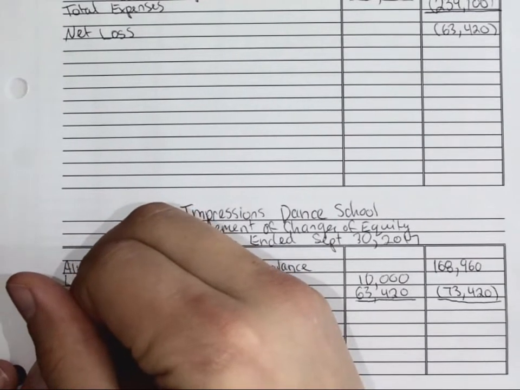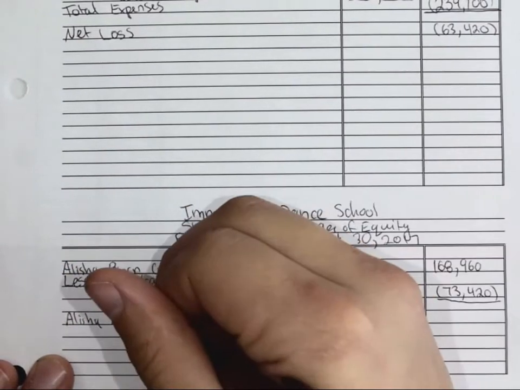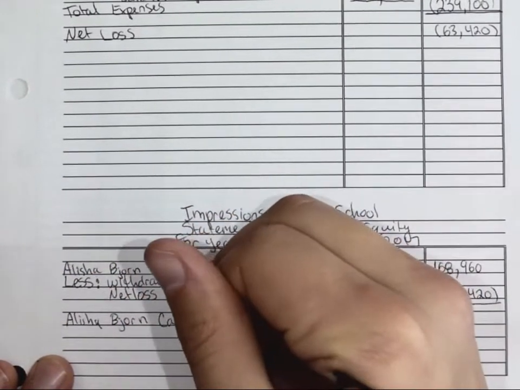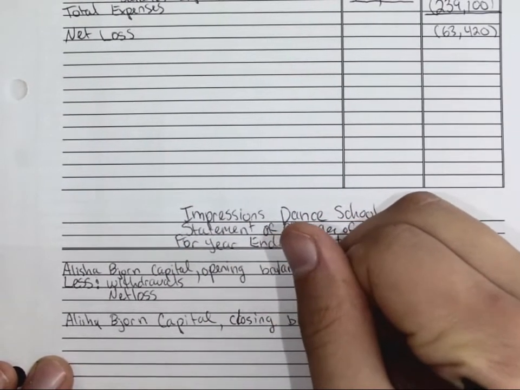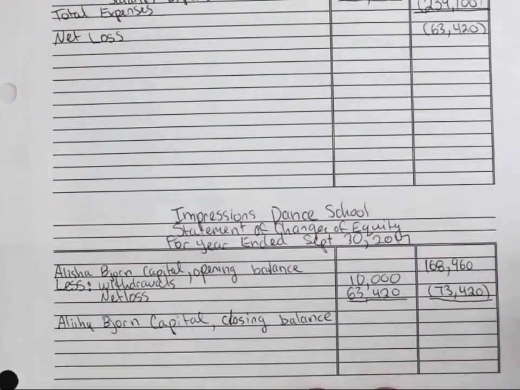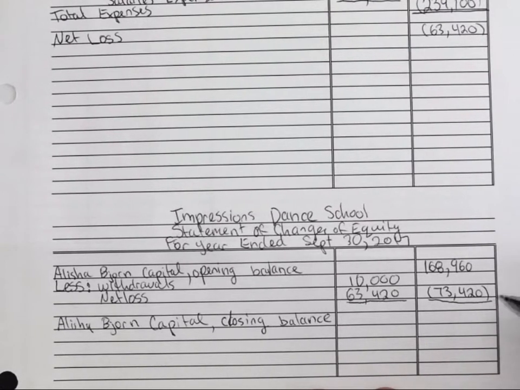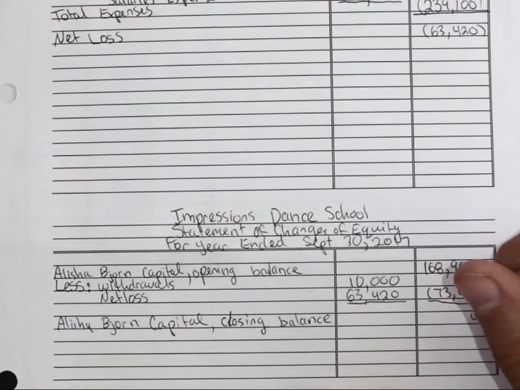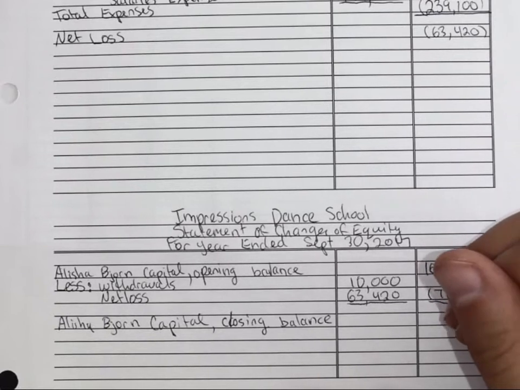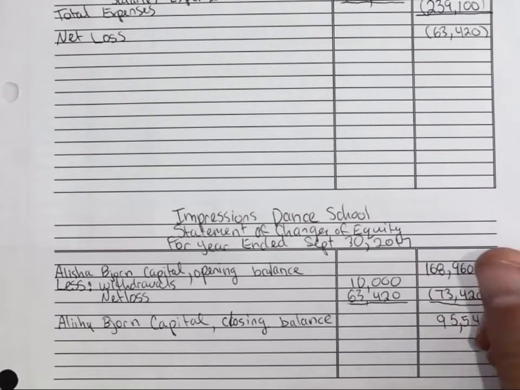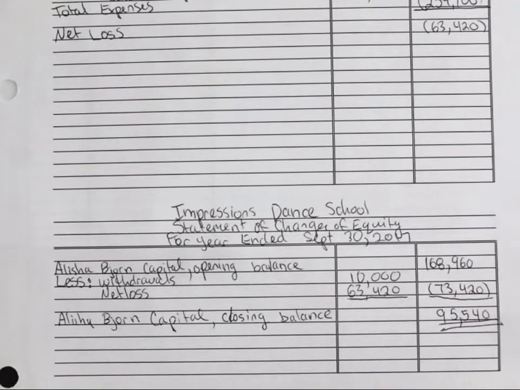Then we get Alicia Born, capital, closing balance. So what is 168,960 less 73,420? Awesome. 95,540. We have our closing balance.